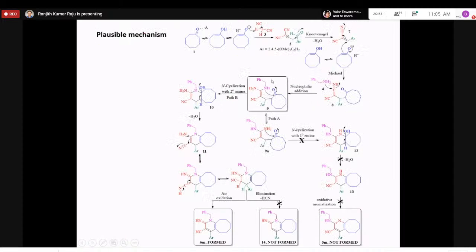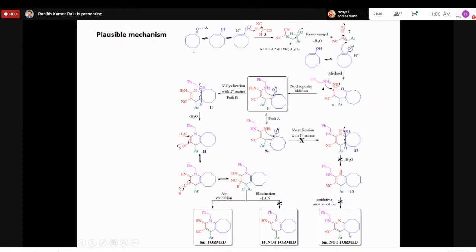So we had to propose a mechanism, and the key intermediate here is intermediate 9 shown here. The initial steps are the Knoevenagel followed by the Michael addition to give the Michael adduct, and also the expected nucleophilic addition takes place between the amine and the imine carbon, and this is the crucial intermediate. Here there's a choice between cyclization through either the primary or the secondary NH. If it goes through path A, the cyclization occurs between the secondary NH and the oxygen, so that will lead to the product which we expected.